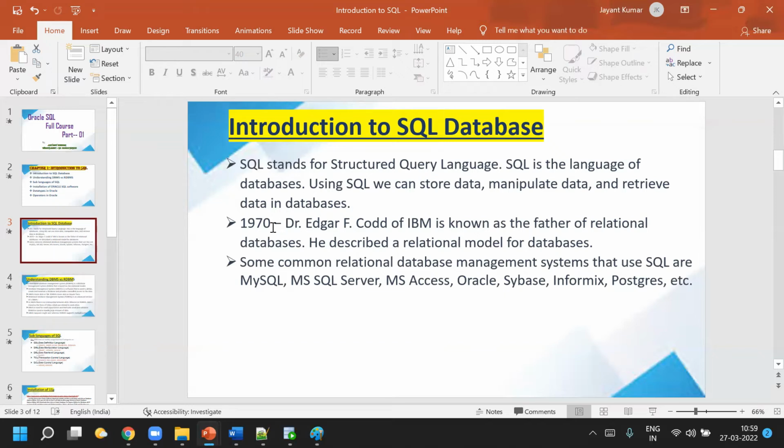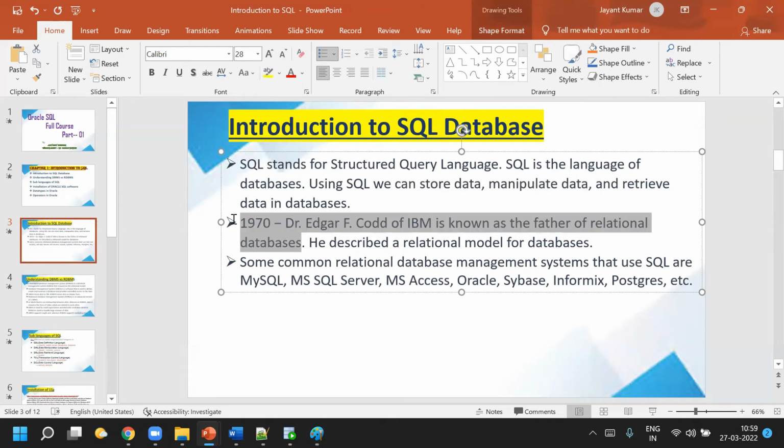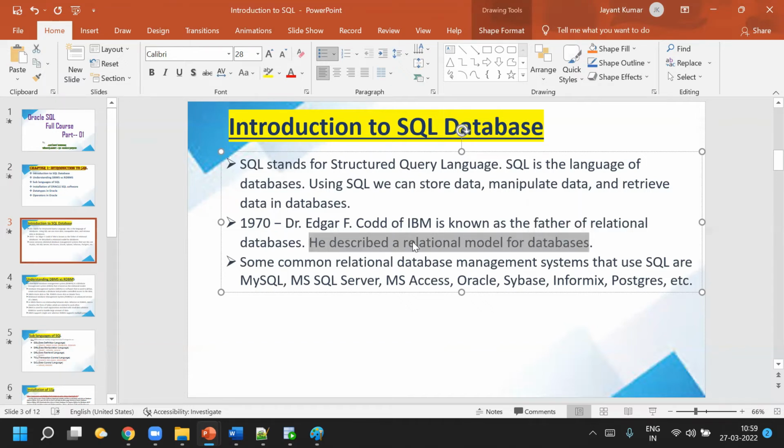In 1970, Dr. Edgar F. Codd of IBM is known as the father of the relational database. He gave the concept that we can keep our data in table format. Previously, they were storing data in a file format. Keeping data in a file format was very lengthy, and sometimes if you lose the file, the whole data will go. So they described that we can keep it in table format, and they gave the database idea.